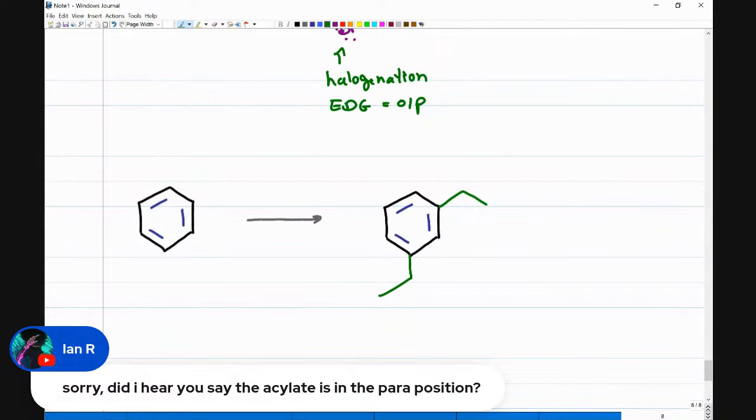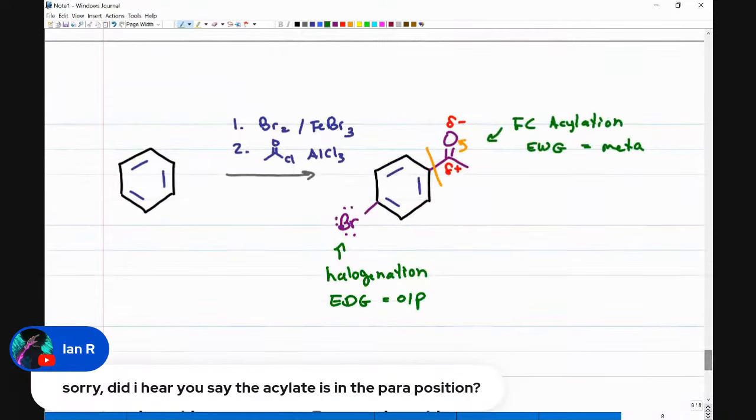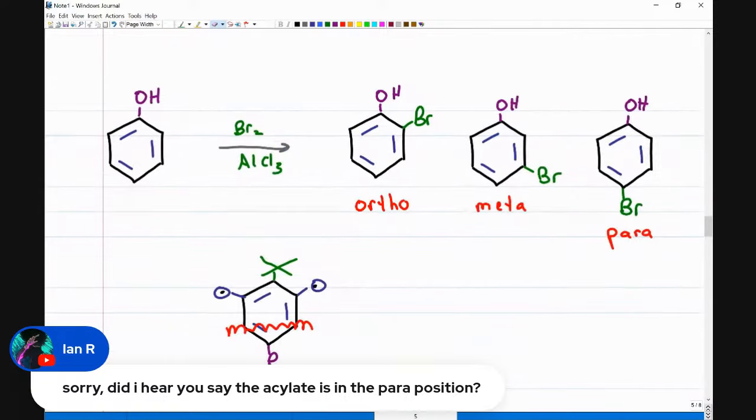But first, we have some questions on the last one. So let's go back. Did I hear you say that acylate is in the para position? The 2 groups are para to each other, so it doesn't matter where on the ring they show up. Instead, you're looking for how many carbons are between them. So let's go back to the ortho meta para monster. I drew it this way, but it's really about how many groups are between them.